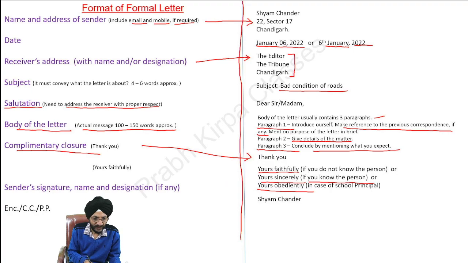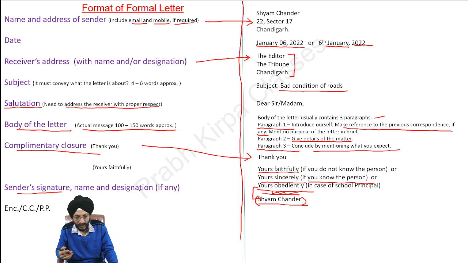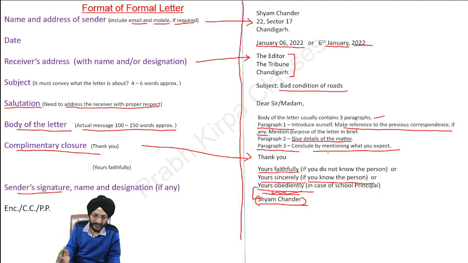At the last, in between this, you have to write your signature. Then there is your name. And if you are representing a particular locality, you may be the president of your colony, then you may write president or something else as per your own designation.